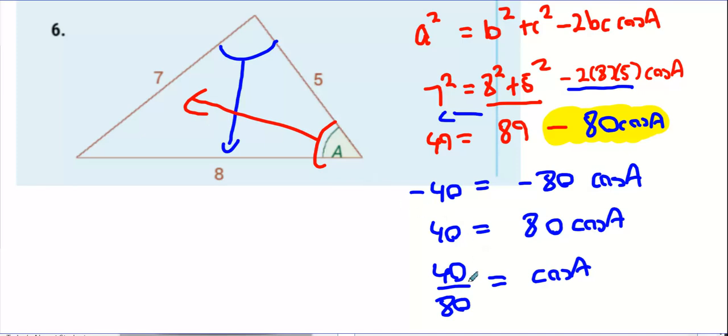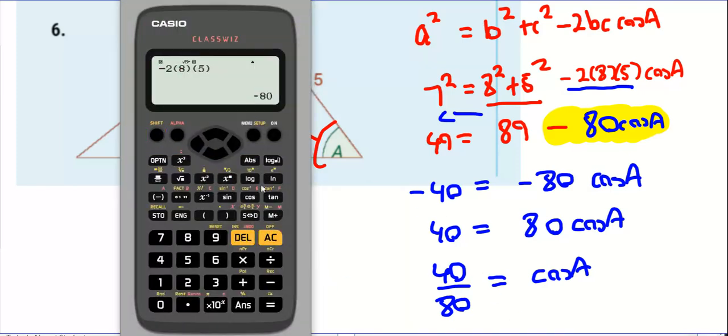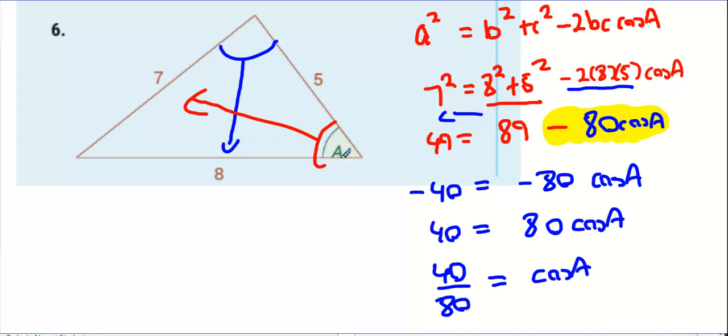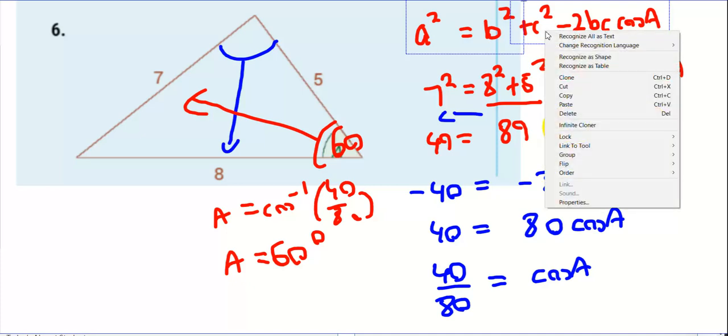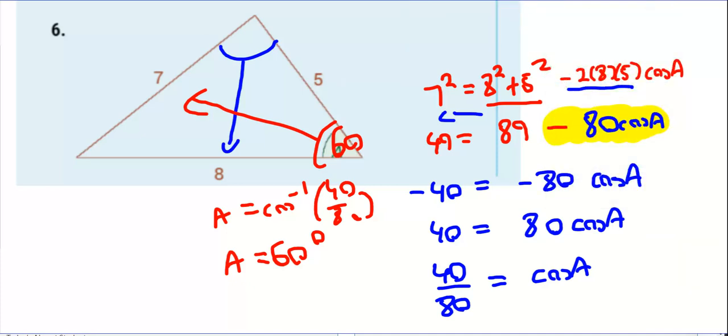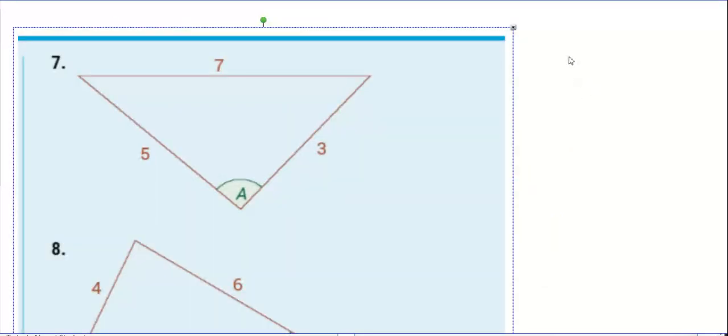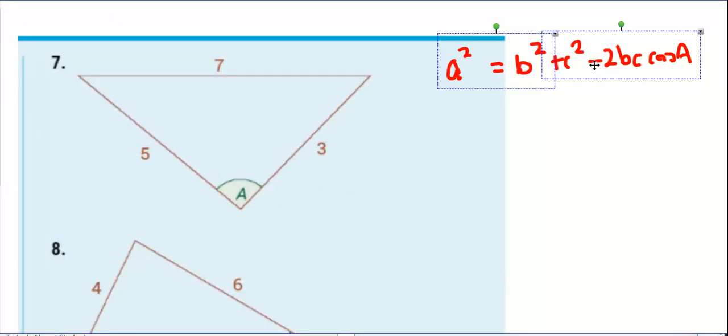So let's see if we get an answer that suits us. So what do we get? Cos inverse. Well, yeah, 60 degrees. Perfect. 60 degrees for everybody? Cool. A is 60 degrees, because A equals cos inverse 40 over 80. Okay with that? All right. So I'm going to grab this formula here. All of it. Okay. Cut. All right, let's go to the next one. This one here. Paste.